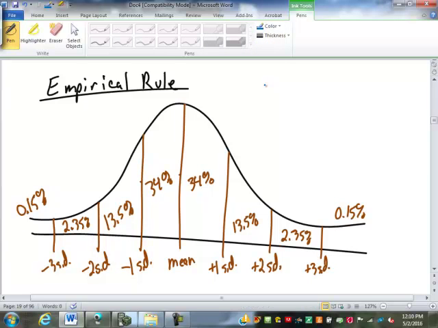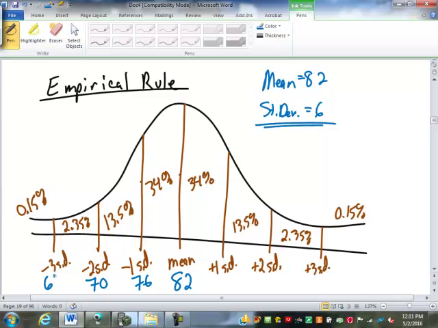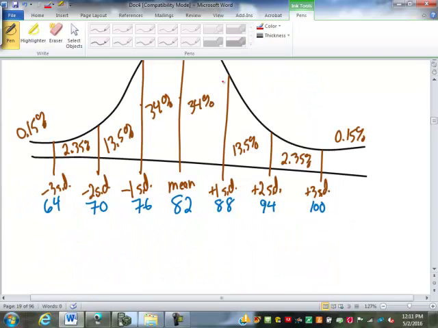Well, let's say that on a certain test that I give, there is a mean score of 82 with a standard deviation of 6. On this curve, the 82 would go in the center. And then we would go up or down by 6, by the amount of the standard deviation in each direction. So subtracting 6, this would be 76, 70, and 64. Adding 6, this would be 88, 94, and 100. So on average, we'd be looking at the scores being distributed like this.